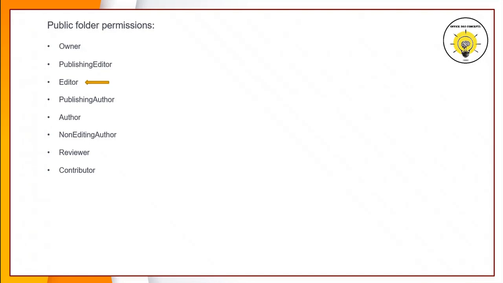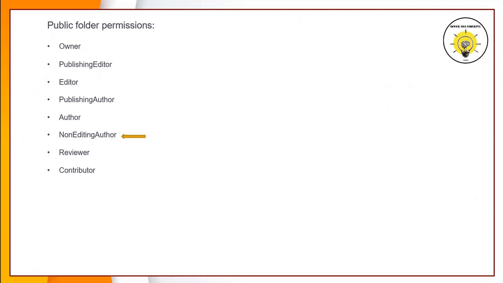Editor permission will let users create items within the public folders. They can read items and they can edit the items that are created by them. Publishing author permission will let users create items within the public folders. They can create subfolders within the public folders and they can edit and delete items that they have created. If you assign author permission on public folders for a user, that user will be able to create items within the public folder and they can edit and delete their own items.